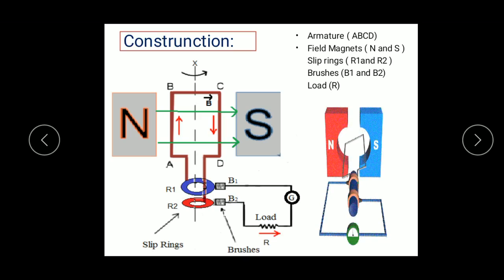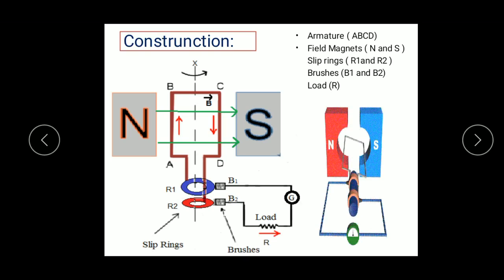The armature coil rotates between the pole pieces of the field magnet. The uniform magnetic field is provided by the field magnet and is perpendicular to the axis of rotation of the coil. So this is the next important part of the AC generator, the field magnet.